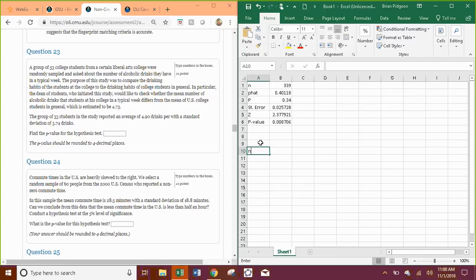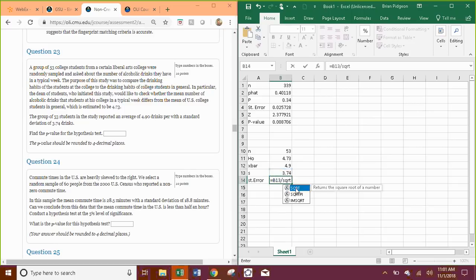Let's do this. P-value calculations. A group of 53 college students from a liberal arts college were randomly sampled. So n is 53. The purpose of this study was to compare the drinking habits of the students at the college to the drinking habits of college students in general. In particular, the dean of students who initiated this study would like to check whether the mean number of alcoholic drinks that students at his college have in a typical week differs from the mean of the U.S., which is estimated to be 4.73. So our null hypothesis mean is 4.73. X bar: a group of 53 students reported an average of 4.9 and a standard deviation of 3.74.